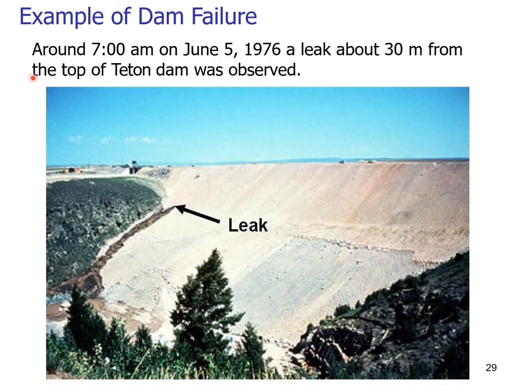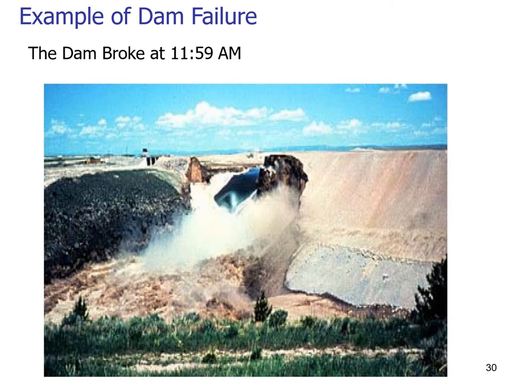Okay, now look at one example over here of dam failure. Around 7 a.m. on June 5th, 1976, a leak about 30 meters from the top of Teton Dam was observed. Look at that, this is the leak point. And look at that, what has happened? At 11:59 a.m., the dam broke and you had the failure of this dam.